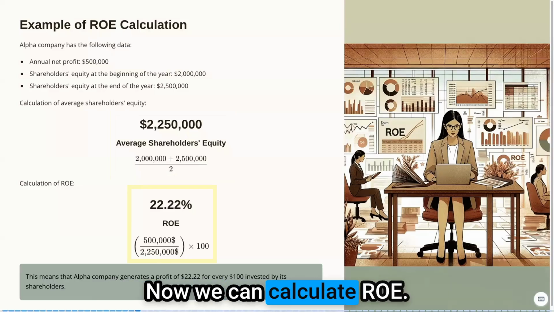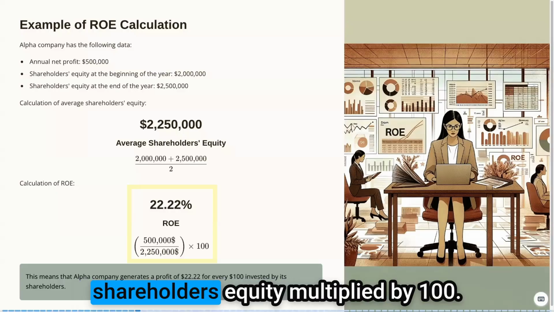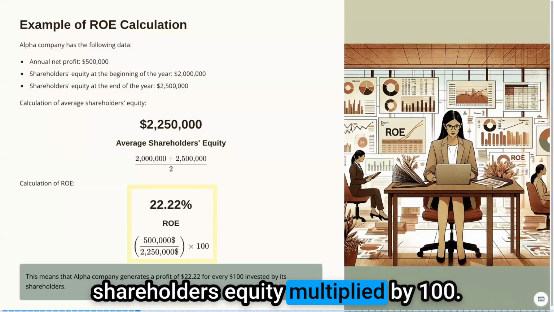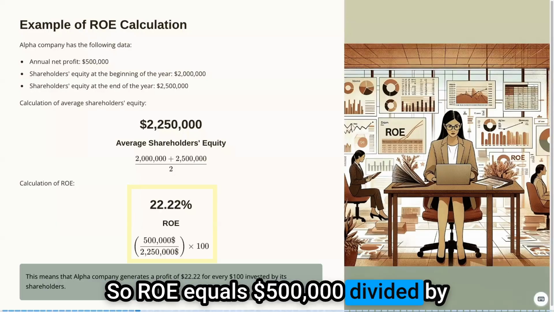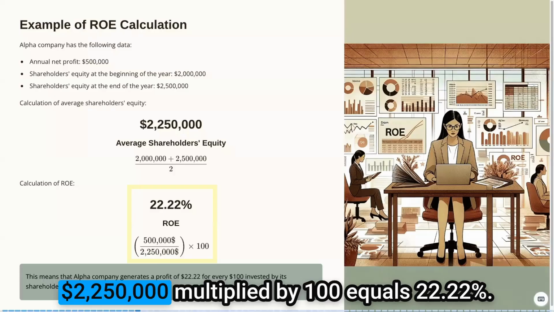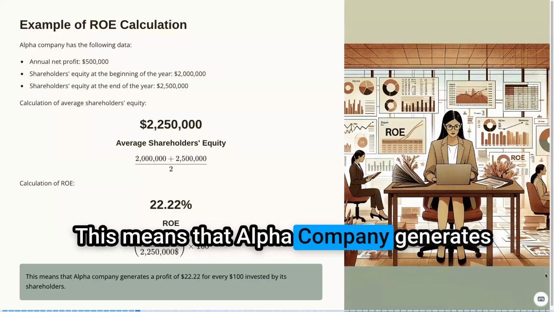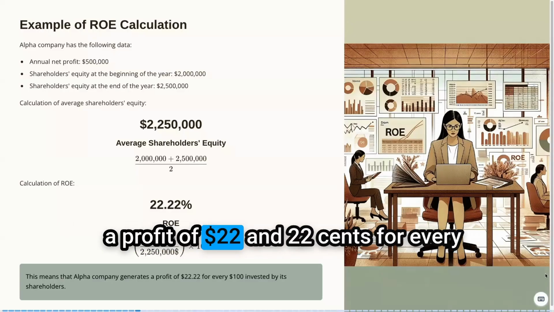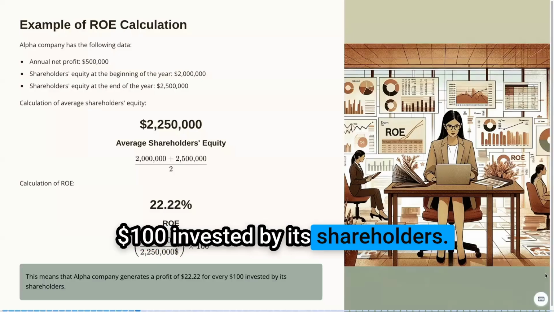Now we can calculate ROE. ROE equals net profit divided by average shareholders' equity multiplied by 100. So ROE equals $500,000 divided by $2,250,000 multiplied by 100 equals 22.22%. This means that Alpha Company generates a profit of $22.22 for every $100 invested by its shareholders.